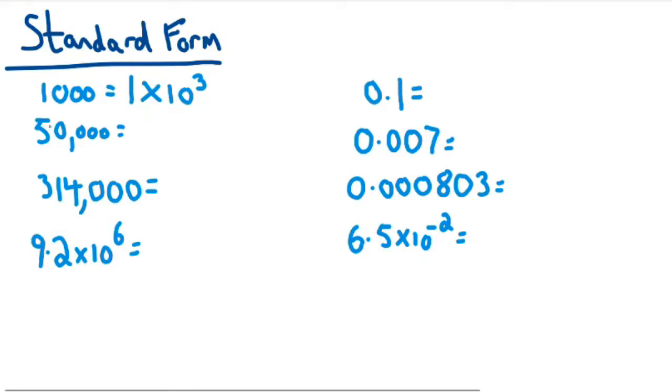In other examples, though, if we do 50,000, the first digit is going to be 5, so you'd write 5. And then there are 1, 2, 3, 4 digits afterwards. So you'd write 10 to the 4.